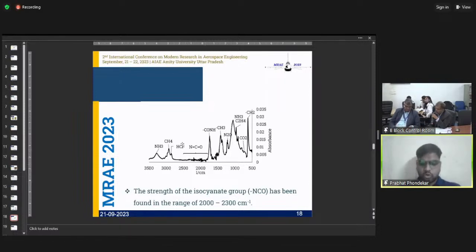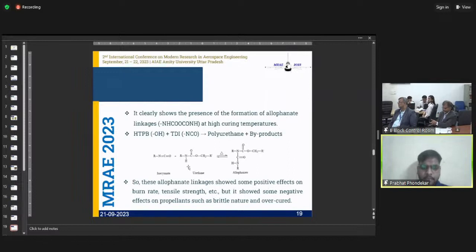This is a functional group of isocyanate. So it indicates that when we increase the curing temperature, a larger amount of isocyanate is indicated in the propellant grain in the range of 2000 to 2300 per centimeter. This is a wave number basically. Now, what is the significance of it?